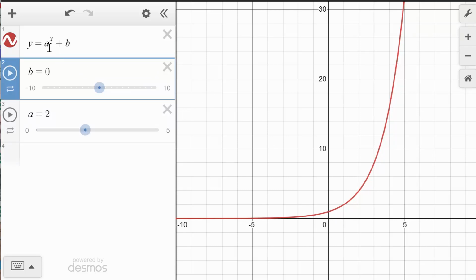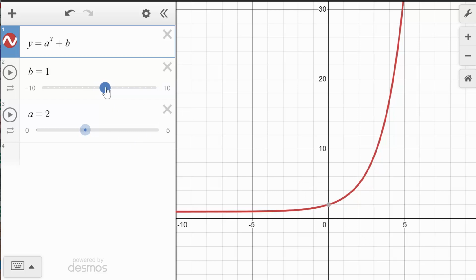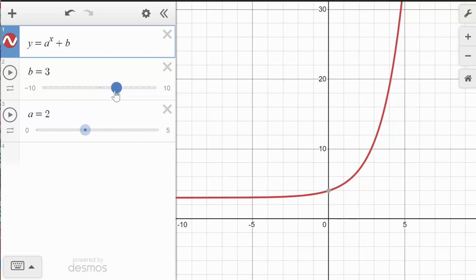Now I've just added to the equation, I've added a b outside here. At the moment b is set to 0, a is set to 2, and you can see it's the same graph we had before, which goes through 0, 1 here on the axis. What happens as I change b? Let's say I move b to 1. The whole graph's moved upwards.